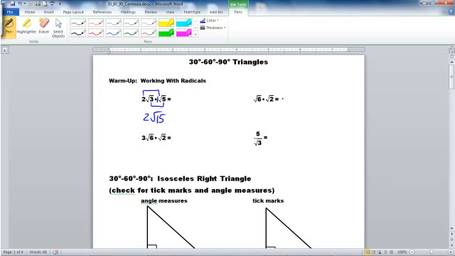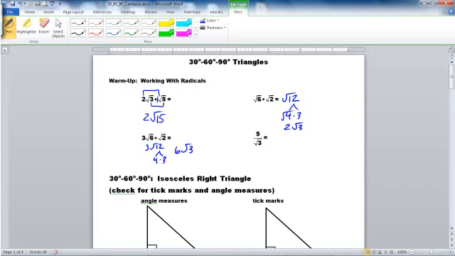So root 6 times root 2, we get root 12, and 12 is 4 times 3, but the square root of 4 is 2, so 2 comes out, and that 3 stays over underneath. I can throw that integer out in front, so I get 3 times root 6 times root 2, so 3 root 12. Again, 12 is 4 times 3. Square root of 4 is 2. There's already a 3 out in front, so 2 times 3 is 6. And I get 6 root 3.